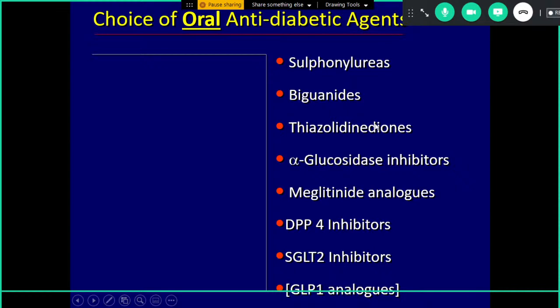You will have to know thiazolidinediones, which are the glitazones, alpha-glucosidase inhibitors like acarbose, meglitinide analogs like repaglinide and nateglinide, DPP4 inhibitors, which are the gliptins, SGLT2 inhibitors, which are the gliflozins, and now the GLP-1 analogs, which primarily are injectable preparations, but an oral preparation has also emerged, not available in India, but available in some countries.